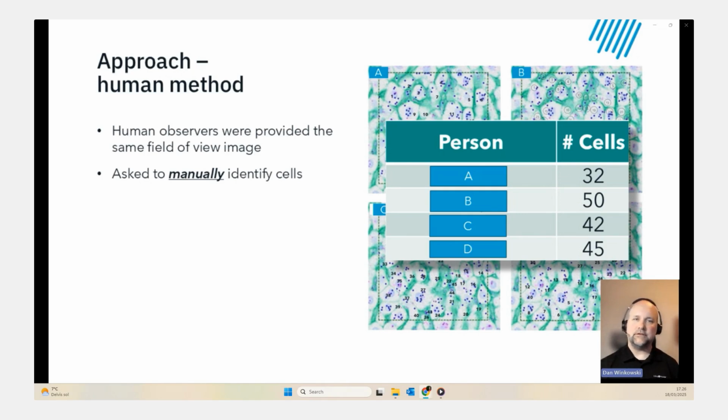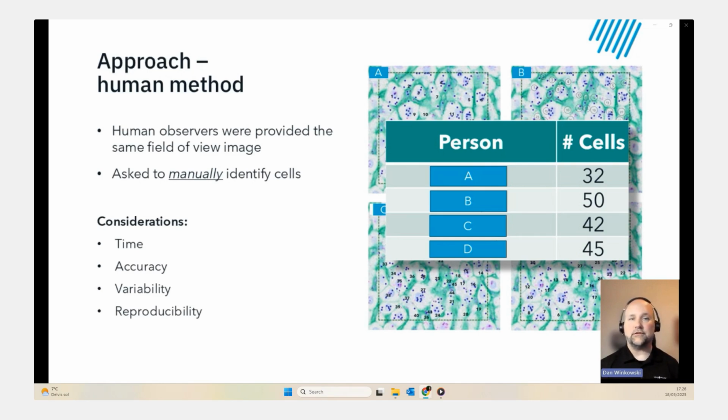counts. But some of the other considerations are how long did it take to get to the results, how accurate are the results, and what was the ground truth that each person used? Presumably that's slightly different for each observer. Are the results variable? Well, the cell counts indicate that, but also, what if we ask the observers to do it again on the same image? Would we get the same answer? Finally, all these factors speak to whether the results are reproducible.